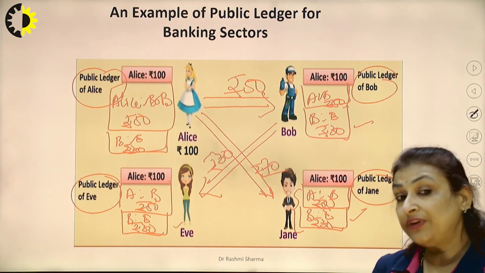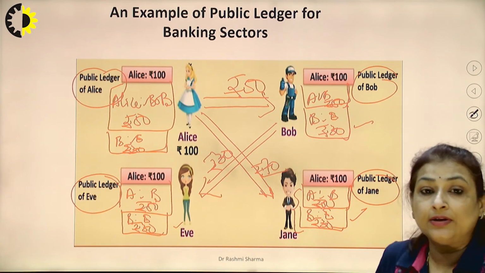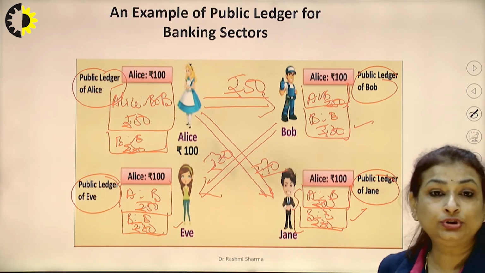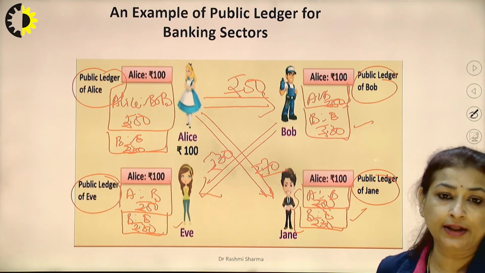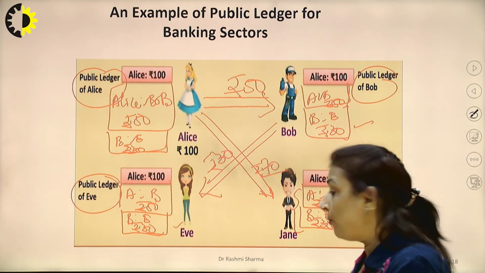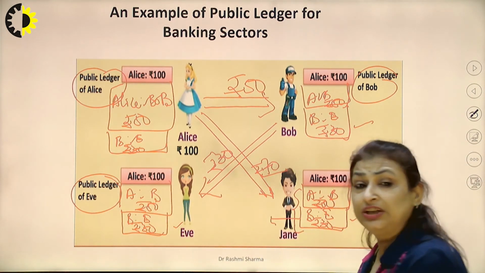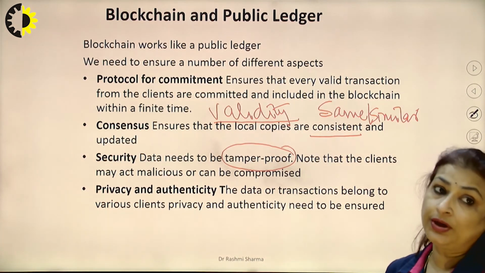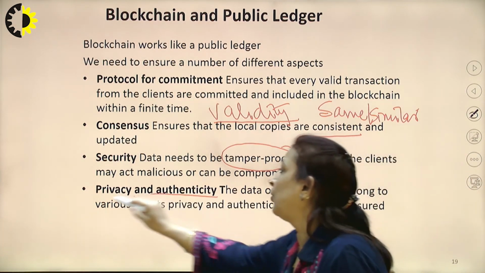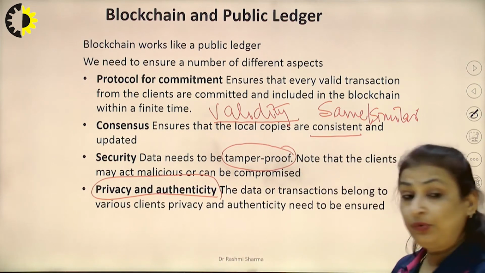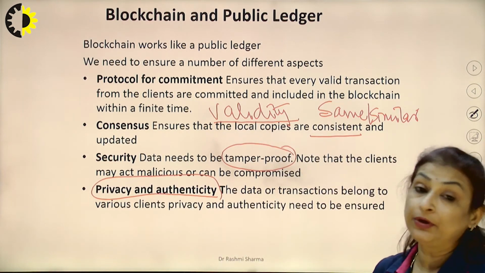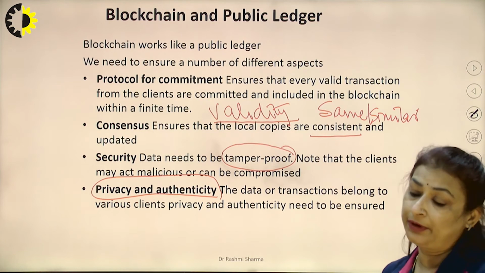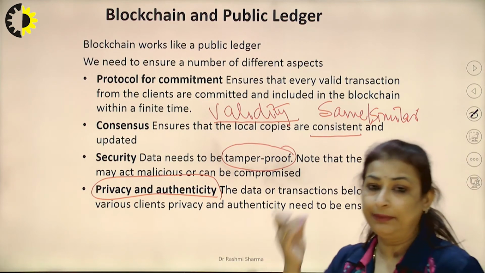So we should have such a record that it should not have a malicious attack, or we cannot compromise this particular data. We cannot change any bit in this particular data. While doing this, we have to keep in mind the privacy and the authority of various clients. We don't want that private information of a client should be given to anybody else.